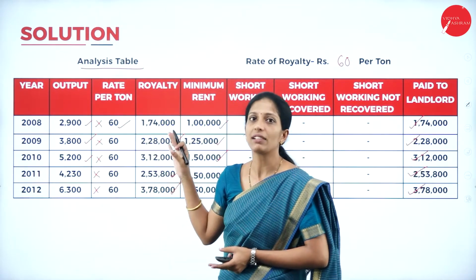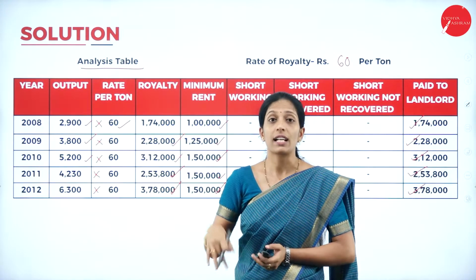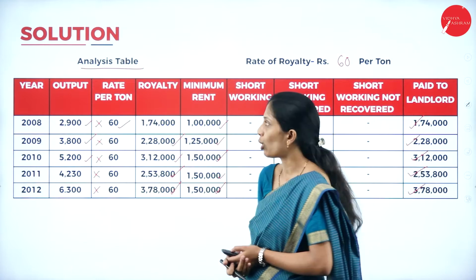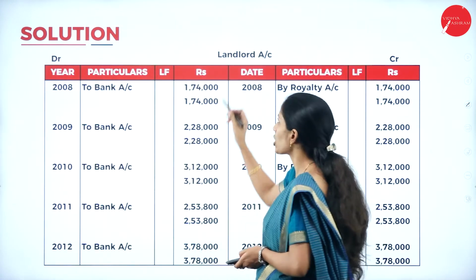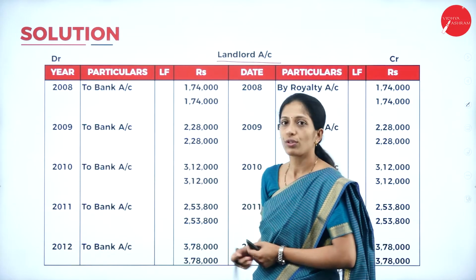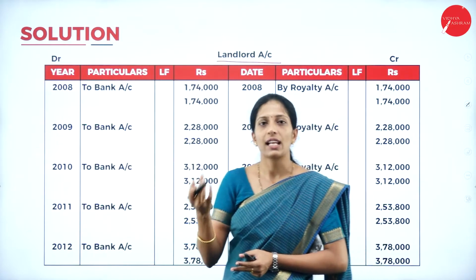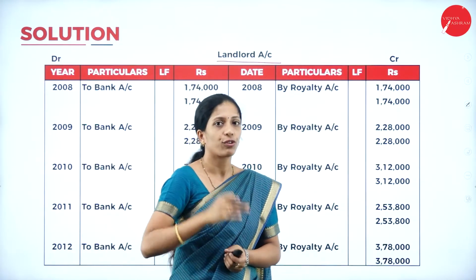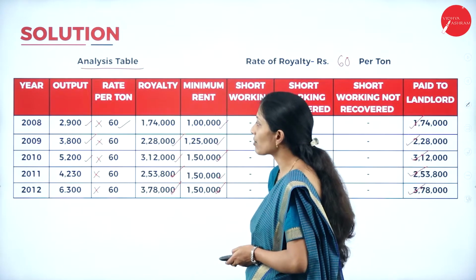Once you are clear with the royalty analysis table, it is very easy to prepare the ledger accounts, and at the same time the journal entries also. Now we shall directly go through the ledger accounts. First we shall prepare the landlord account. You know the format: year, particulars, ledger folio, amount, again year, particulars, ledger folio and amount. Now you start with 2008.